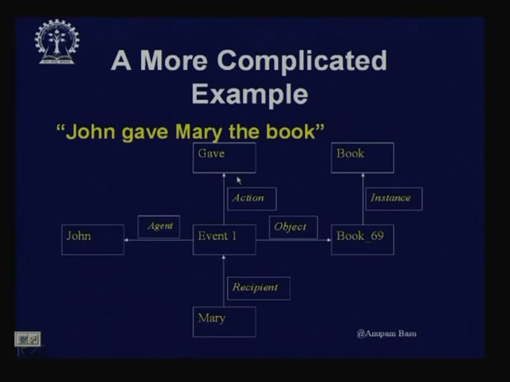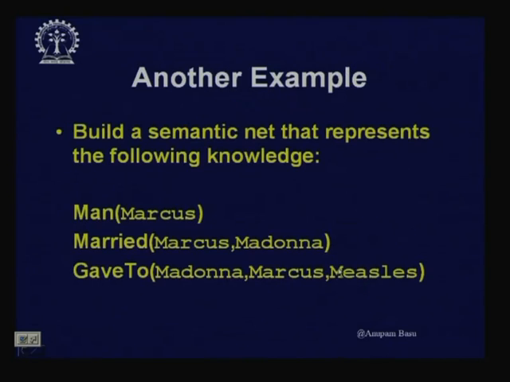Now here all these are entities: event, John, Mary, book 69. Book is a class, giving is a class, these are concepts, concept of giving. I could have written over here giving also, but this particular node is gave, because its tense is past, which is a type of giving where the tense is past, etc. I can make it more detailed. So this is one example.